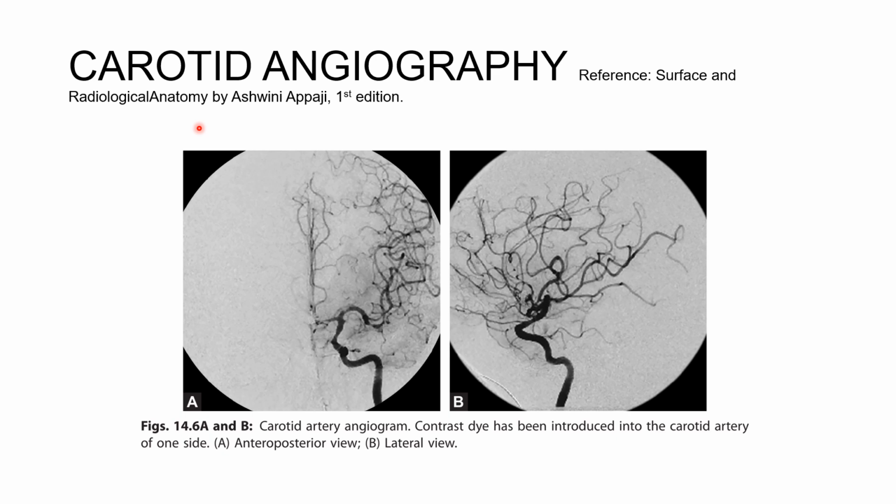And why do we have to do it? To see the inner lumen of the internal carotid artery, how it is. This is an invasive procedure, so why should we risk the patient? If there is a need to put a stent in case of some diseases, like the patient is having TIA, that is, transient ischemic attacks.